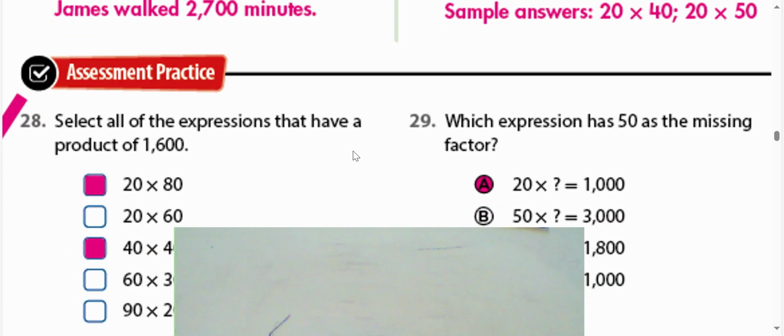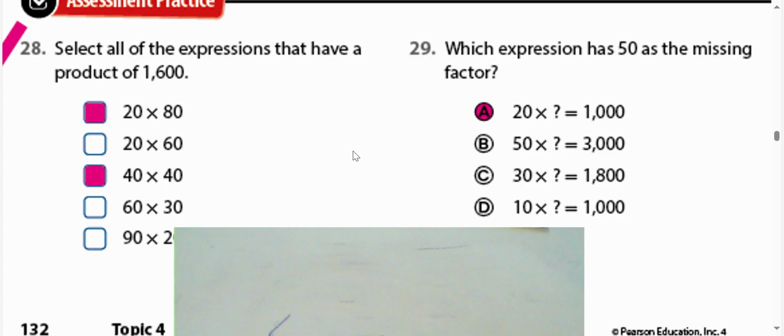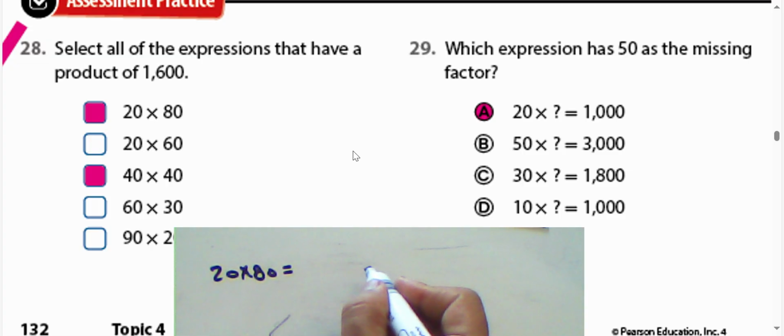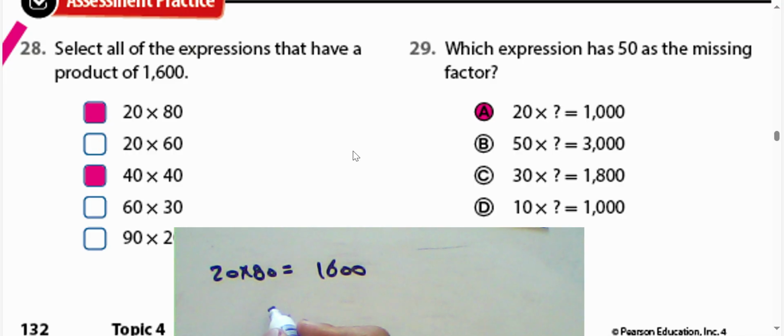Assessment practice here. Select all expressions equal to 1600, like 20 times 80. We can write double 0 here, and 2 times 8 equals 16. And also 40 times 40, write double 0, and 4 times 4 equals 16.